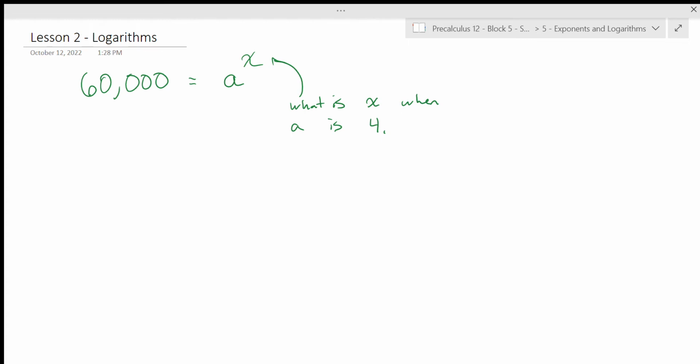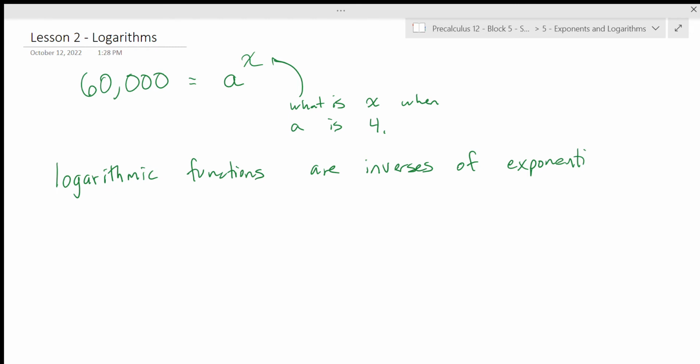Okay, so what is a logarithm? Logarithmic functions are inverses of exponential functions. So as we did in the transformations unit, we're going to be looking at an inverse function. So logarithmic functions are inverses of exponentials. Okay, so how do they work?